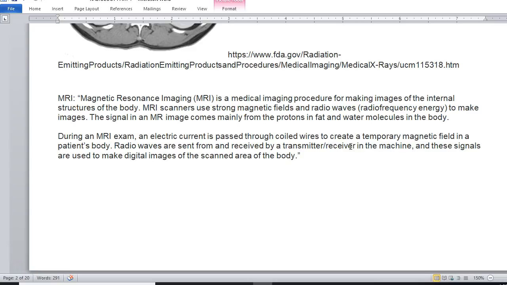Now, MRI. Again, this is from FDA.gov. Magnetic resonance imaging is a medical imaging procedure for making images of internal structures of the body. MRI scanners use strong magnetic fields and radio waves to make signals. The signal of an MR image comes mainly from the protons in fat and water molecules in the body. During an MRI exam, an electrical current is passed through coiled wires to create a temporary magnetic field in the patient's body. Radio waves are sent from and received by a transmitter receiver in the machine, and these signals are used to make digital images of the scanned area.